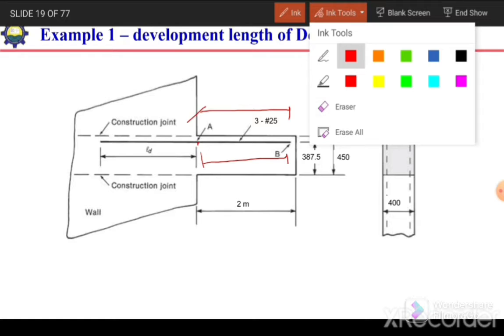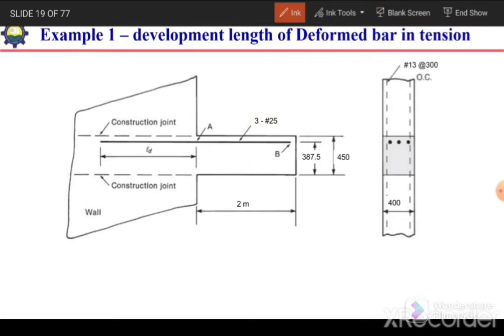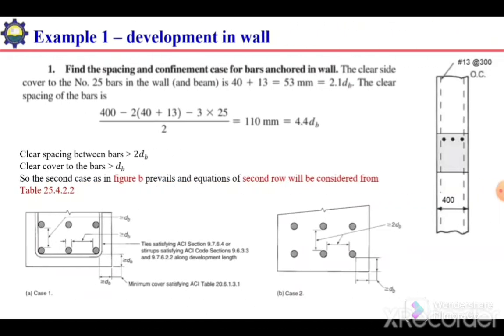So actually in both the cases we need to calculate the development length for this case as well as the development length for this case. So here in the case of wall, there is no transverse reinforcement, no stirrups, and in case of this beam there will be stirrups. So because of these two different scenarios, the selection of the equation for development length will be different. Okay, let's solve this example.